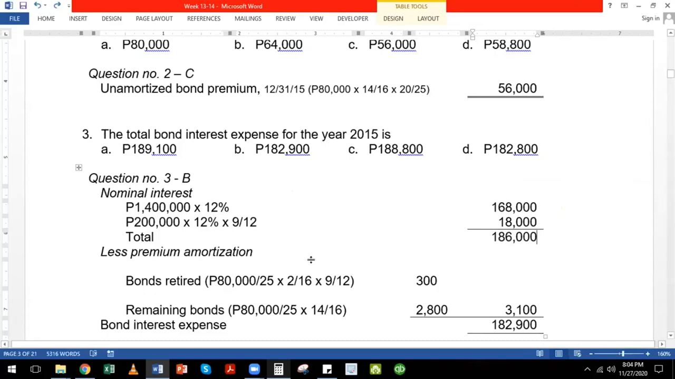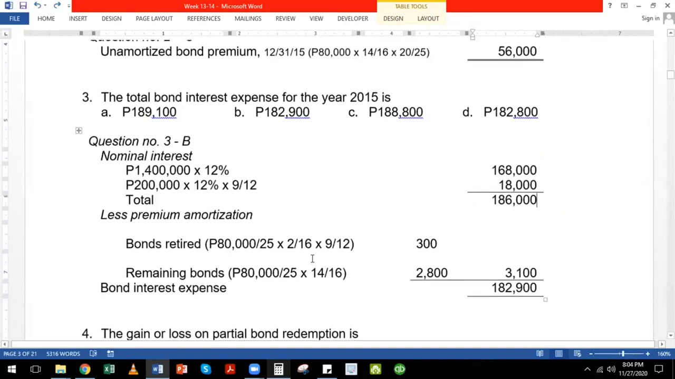But since this is premium, issued at a premium, so na siya ay additional interest. Okay? Additional interest. Not additional interest, but deduction. Interest deduction. Okay? Kasi nga premium. Ayan. Sana ganito. The bond retired.